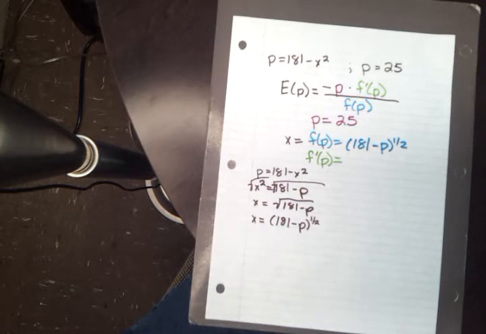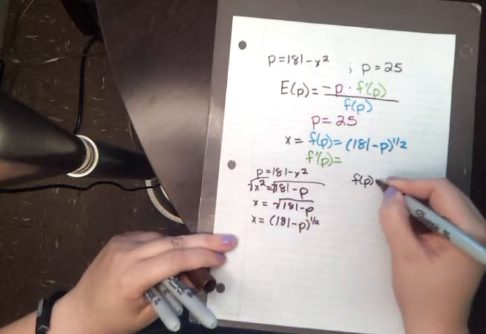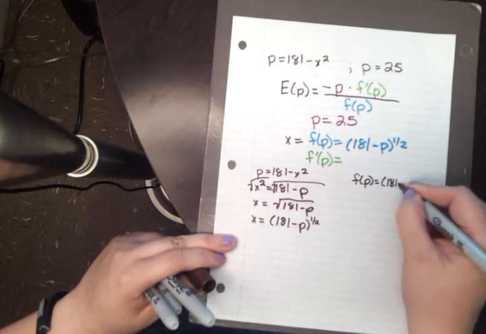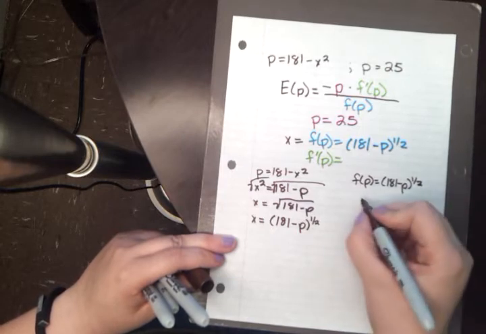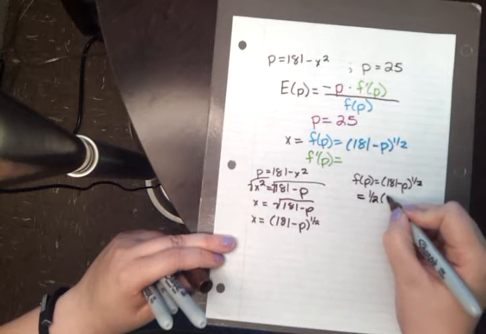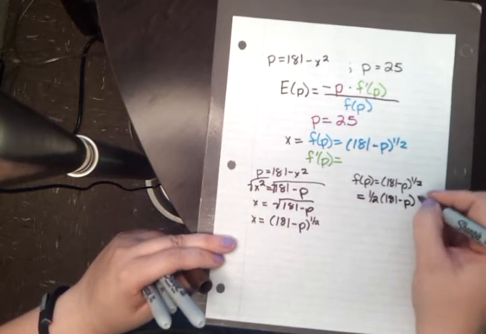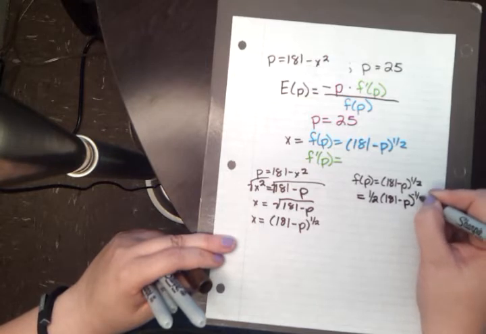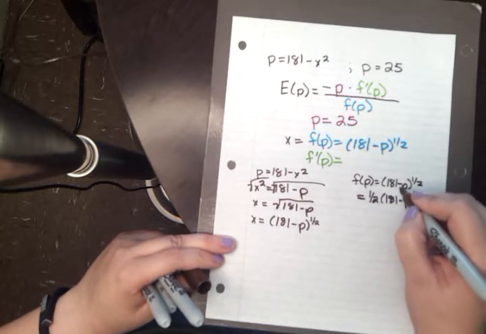Now we need F prime of P. Well, I can do that because I've got F of P. Let's go ahead and write down what F of P was here. So we have F of P equals 181 minus P to the 1/2. We've got to do the chain rule, but that's not the end of the world. We know how to do that. Bring down the exponent, 1/2. Copy exactly what's inside the parentheses, so that's 181 minus P. Lower the exponent by 1, so that's going to make that be to the negative 1/2, and then multiply times the derivative of what's on the inside.